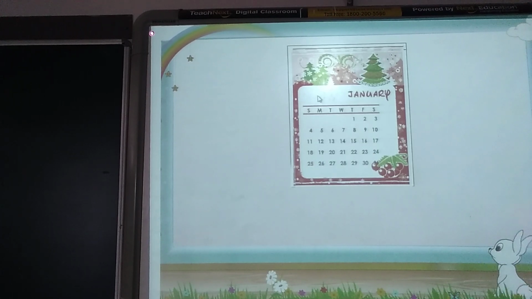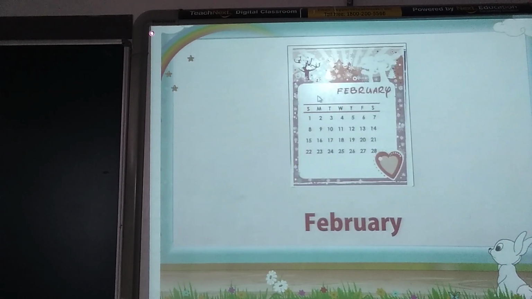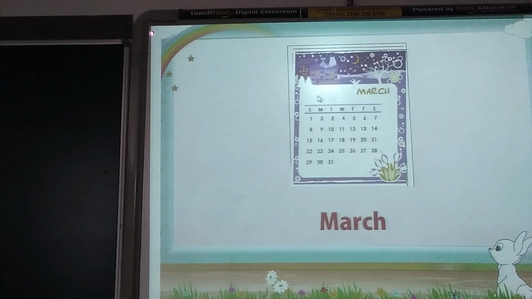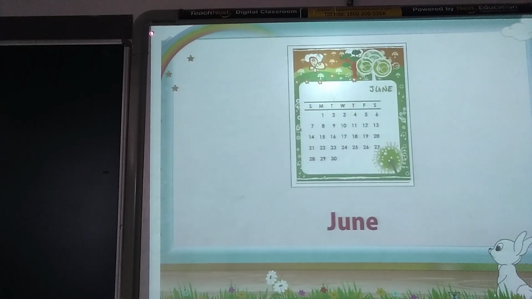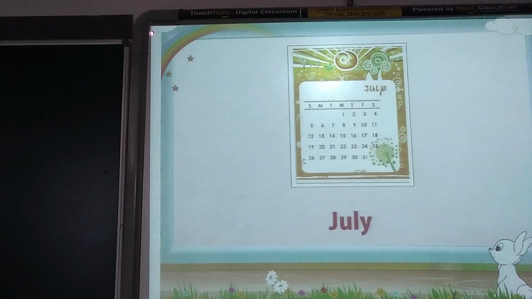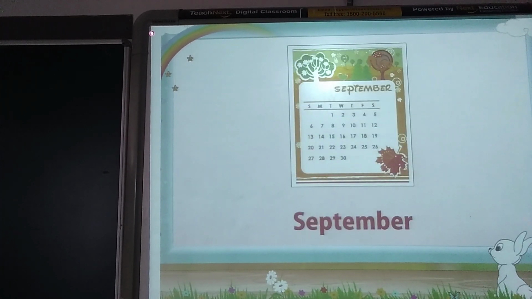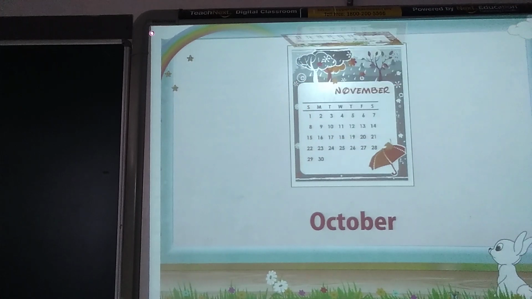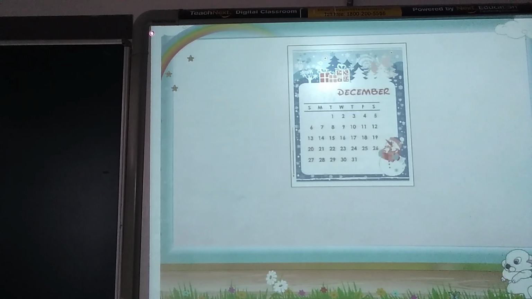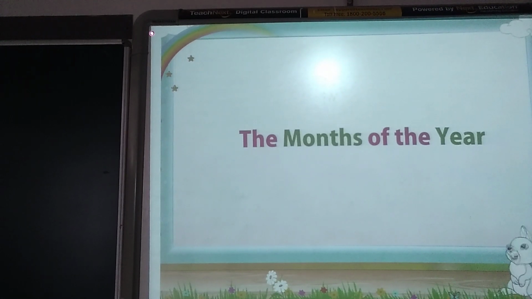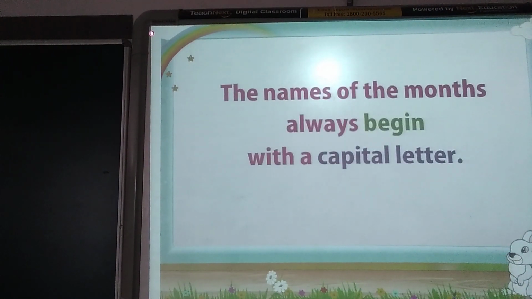We begin with January, then February. Next is March, April, May, June, July, August, September, October, November, December. Excellent. Come, let's repeat the months of the year. Remember, the names of the months always begin with a capital letter.